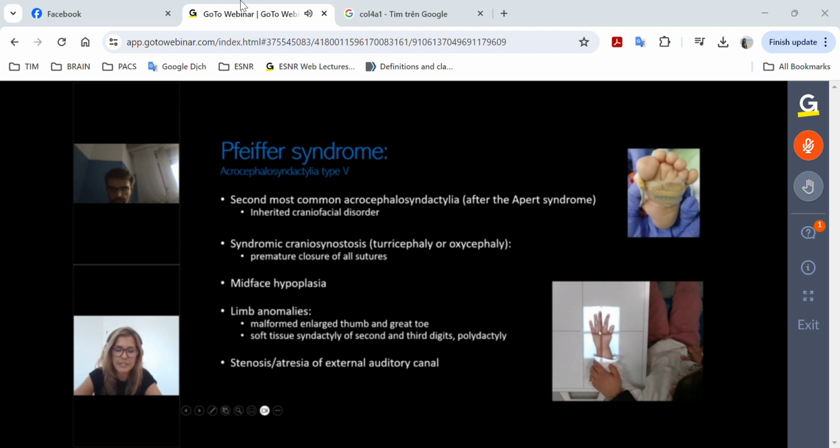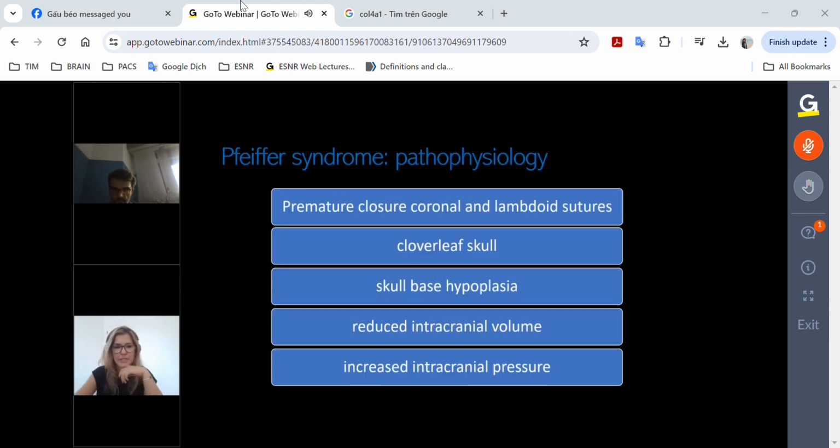Here you can see the syndactyly between the second and the third digit, and you can also have polydactyly and enlarged thumb and great toe. The stenosis of the external auditory canal we also had. So the premature closure of the coronal and the lambdoid sutures gives this clover leaf appearance of the skull. The skull base is hypoplastic, especially in the mid part, and you have a reduced intracranial volume. And of course, what happens? The intracranial pressure will increase.